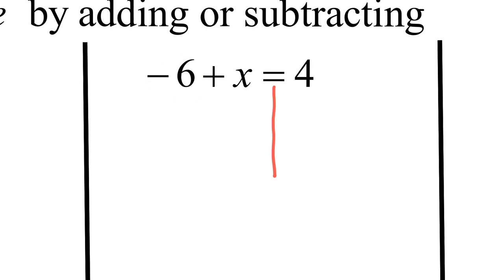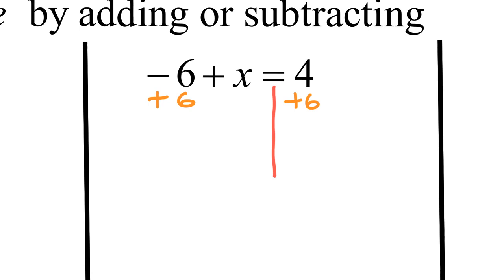So I'm going to do the opposite of that number. And I do have a minus 6, so I'm going to add 6. And then I'm going to go to the other side, plus 6, so I keep that balance like I showed you guys on the scale. What do we do to one side? You have to do it to the other side. You must keep that balance at all times.